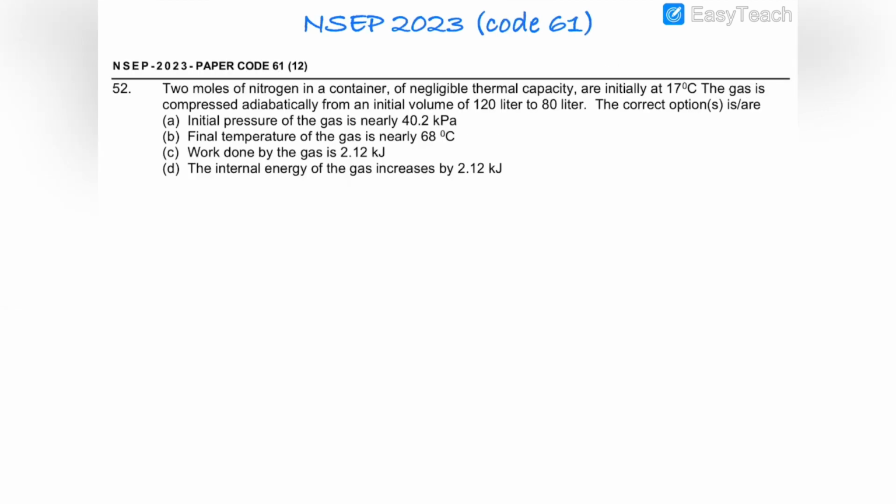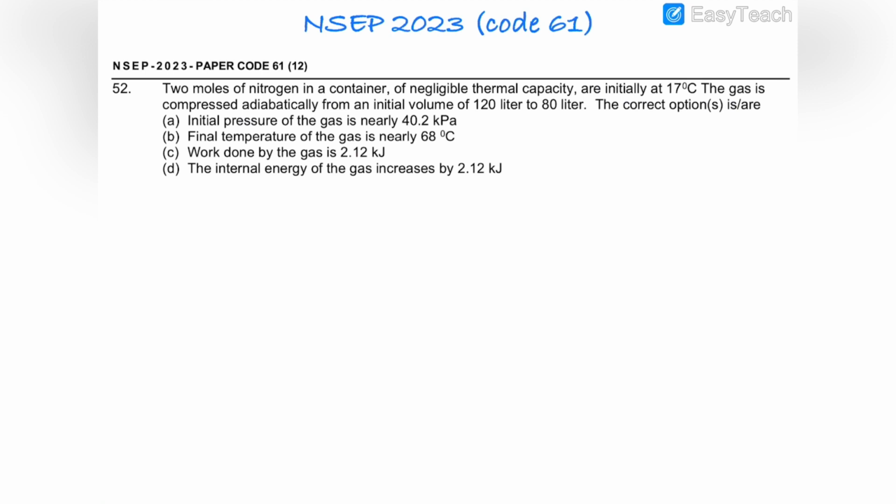In this question, you can see that 2 moles of nitrogen are filled in a container, and the container has negligible thermal capacity. These 2 moles are initially at 17 degrees Celsius, and this gas is compressed adiabatically from initial volume of 120 liter to the final volume of 80 liter. We have to find out the correct option.